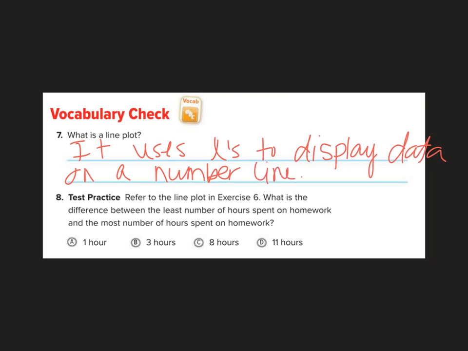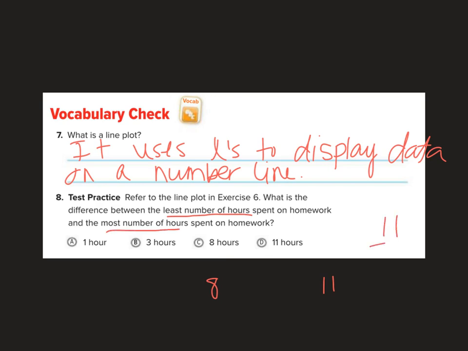Test practice. Refer to the line plot in exercise 6. Uh-oh, I don't have that on here. What is the difference between the least number of hours spent on homework and the most number of hours spent on homework? I'm going to zoom back to that quick so I can do that. Now, this question's a little tricky because the most number of hours was 11 and the least number of hours was 8. Or do they mean that the most people spent? But this says the least number of hours and the most number of hours spent on homework.